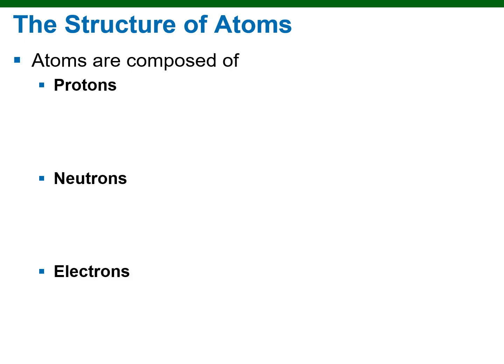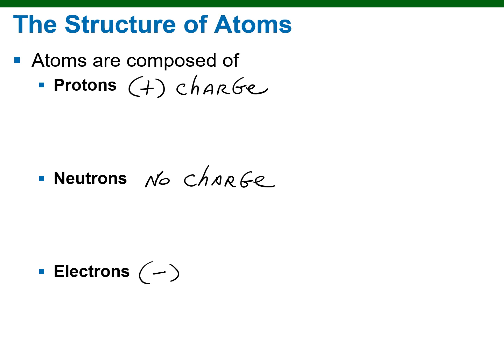Atoms are composed of three main subatomic particles. Those include protons, neutrons, and electrons. Protons have a positive charge, and neutrons, as the name would suggest, have no charge. It could be described as neutral. And electrons have a negative charge.